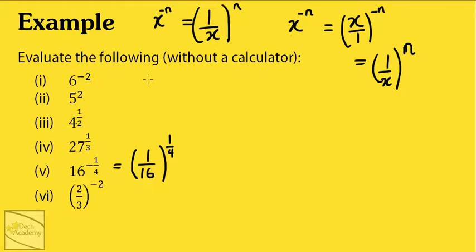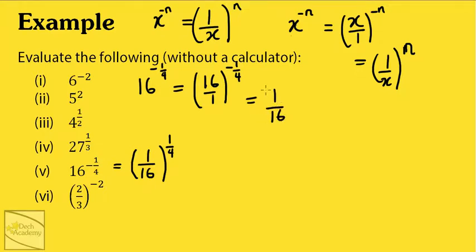16 raised to the power of minus 1 over 4 is what we have originally. 16 is the same thing as 16 over 1. So what we have originally is 16 over 1 raised to the power of minus 1 over 4. Now, because I have a number raised to a negative power, to simplify it, I will try and get rid of the negative sign, and I do that by taking the reciprocal of this term here, so 1 over 16, and then all I have to do is just drop the minus sign. And this is what we have at this point here.